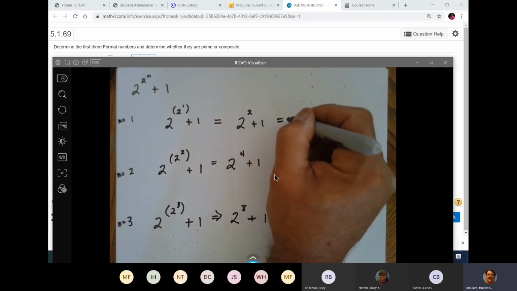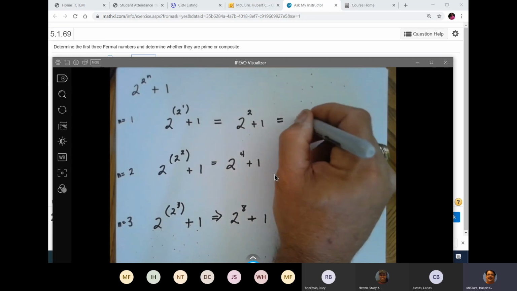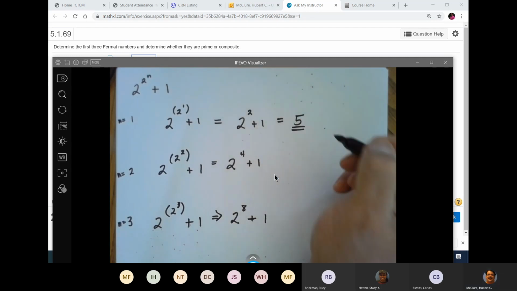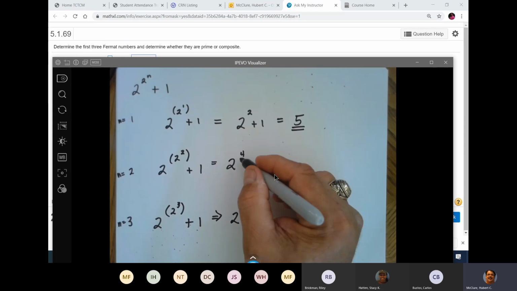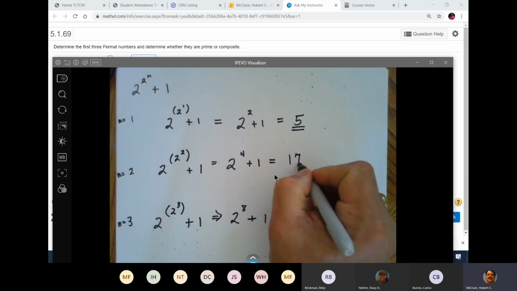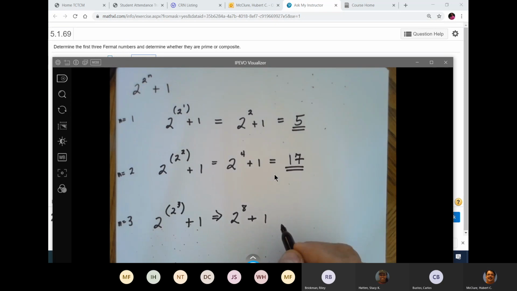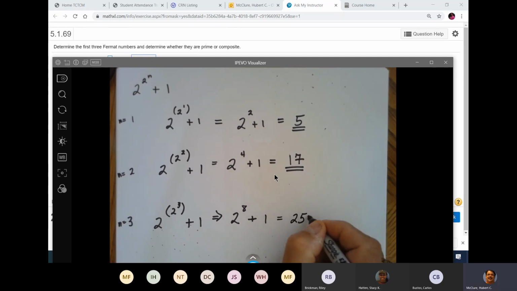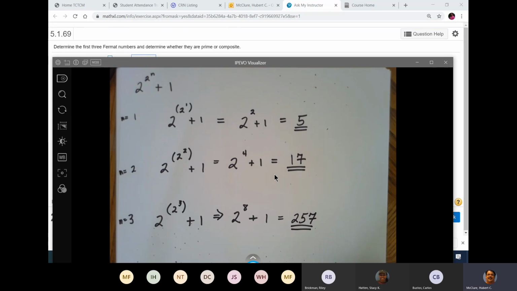Now 2 to the 2nd power is 4, 4 plus 1 is 5. 2 to the 4th power is 16. 16 plus 1 is 17. 2 to the 8th power is a big number. I think I got it at 256. So that would be 257. And those are your answers.